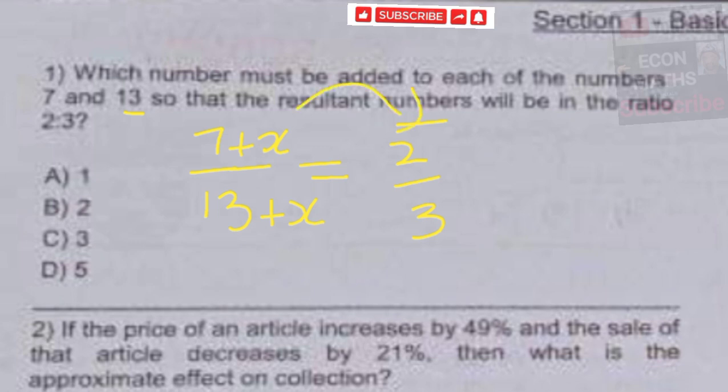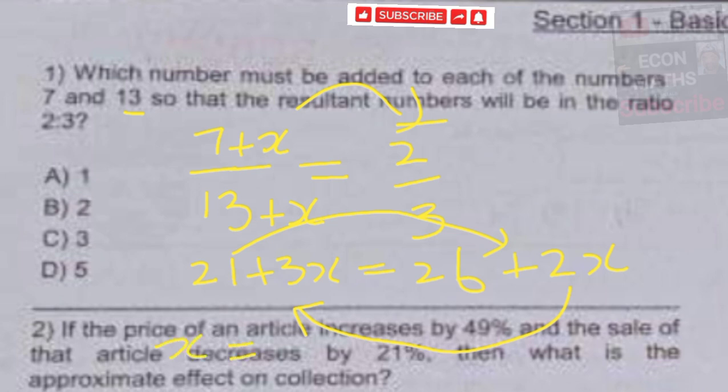Now solving this is simple. 3 7s are 21 plus 3x is equal to 26 plus 2x. Now transposing this 2x and this 21, we will get x is equal to 26 minus 21, so we will get 5 as the answer. So the correct option would be option D.